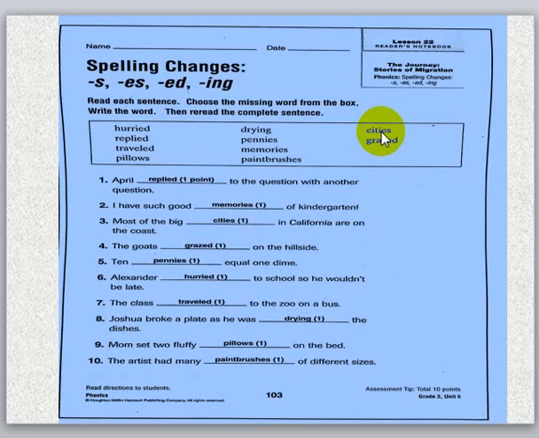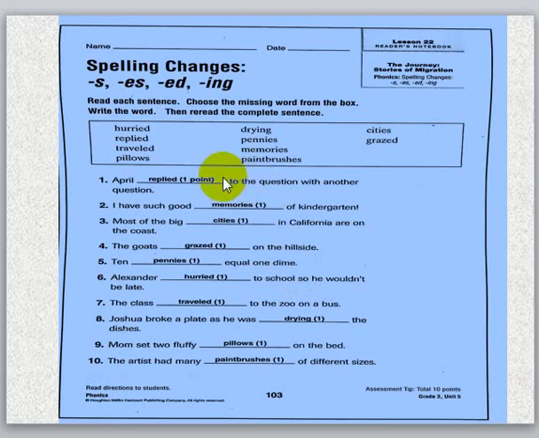Like in number 3, most of the big cities in California are on the coast. Coast here means near the sea. And we have the last one, pennies. This is the plural of penny, P-E-N-N-Y. We change the Y into I because before the Y there is N, and N is a consonant. We change Y into I and we add ES. Like number 5, 10 pennies equal 1 dime.